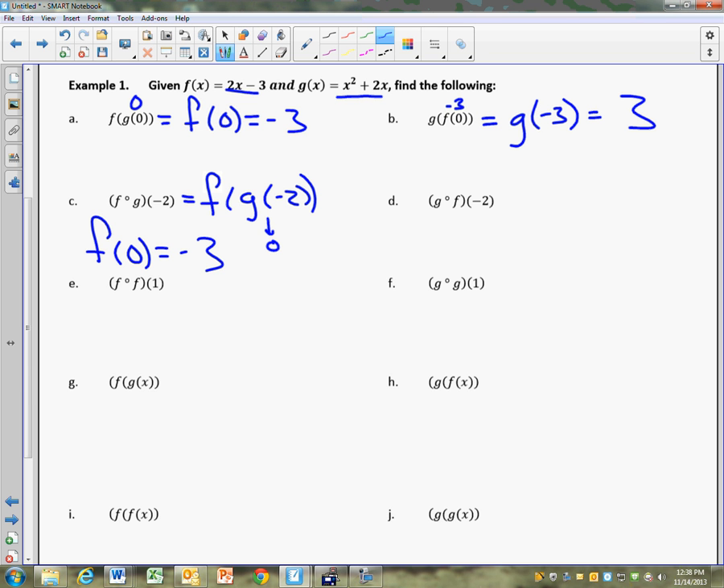Now we want to do g of f of -2. What do I plug the -2 into? Plug into f. And 2 times -2 is -4 minus 3. So this is the same as g of -7. Now I take -7, plug it in for g. Okay. -7 squared is 49. Very good. 49 plus negative 14 is 35.